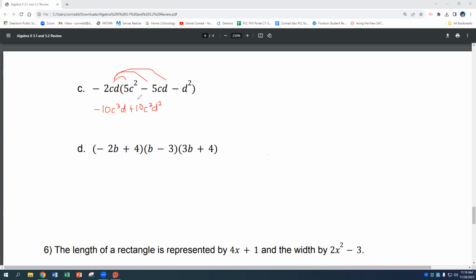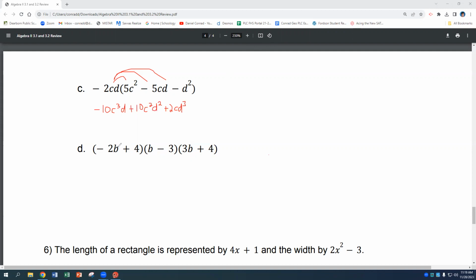Okay, and then the last one here, negative 2 times negative 1 is going to be plus 2. C, and then d times d squared is d to the third.